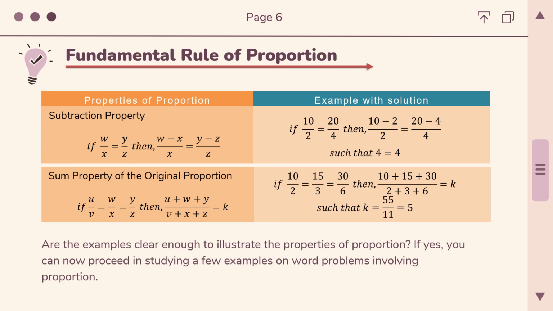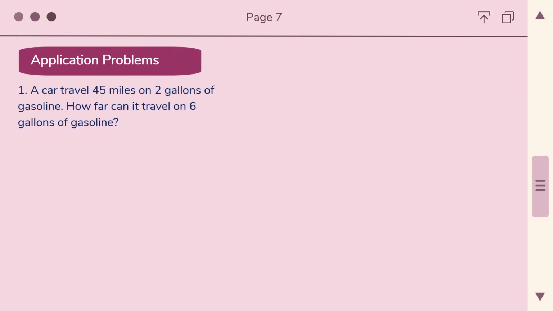Are the examples clear enough to illustrate the properties of proportion? Nasabtan na ba? So if yes, you can now proceed in studying a few examples on word problems involving proportion. So are we now ready for the next discussion? Okay. So we have the following application problems. First problem states that a car traveled 45 miles on 2 gallons of gasoline. How far can it travel on 6 gallons of gasoline?